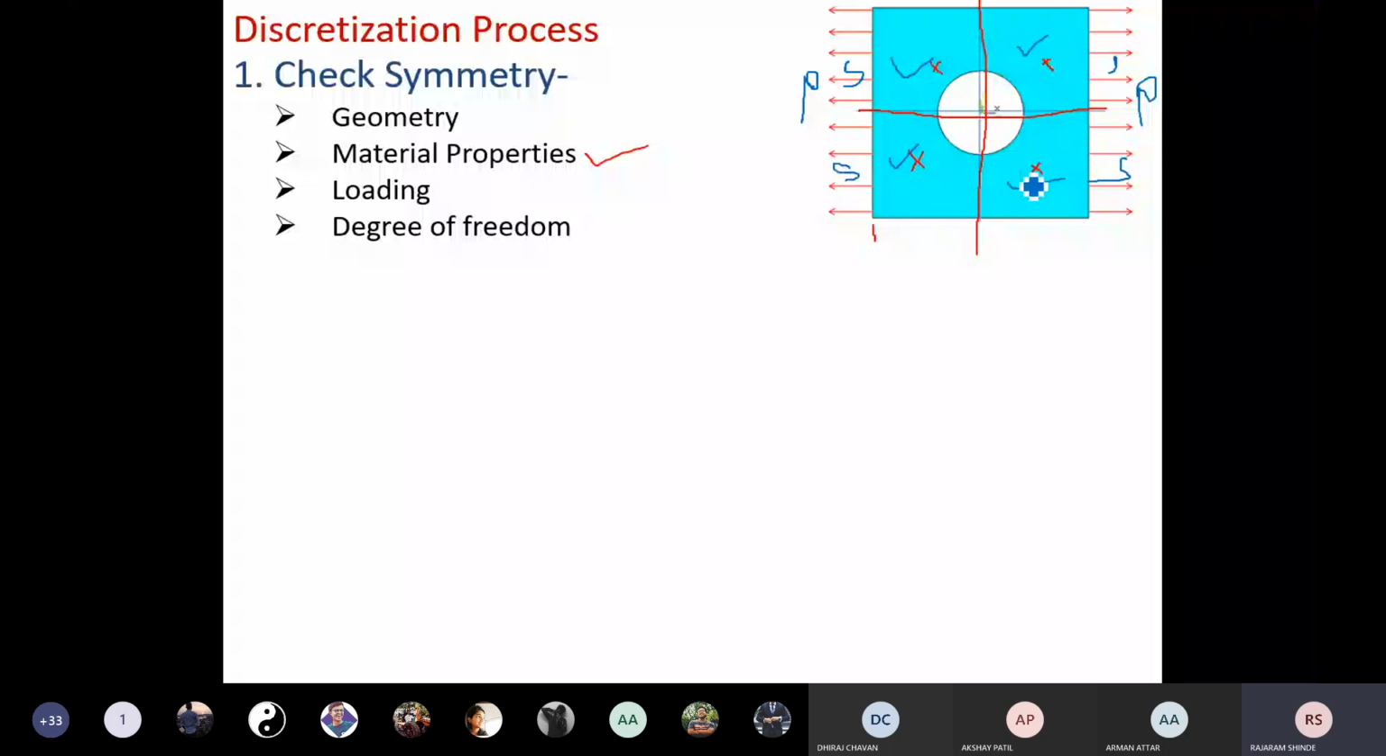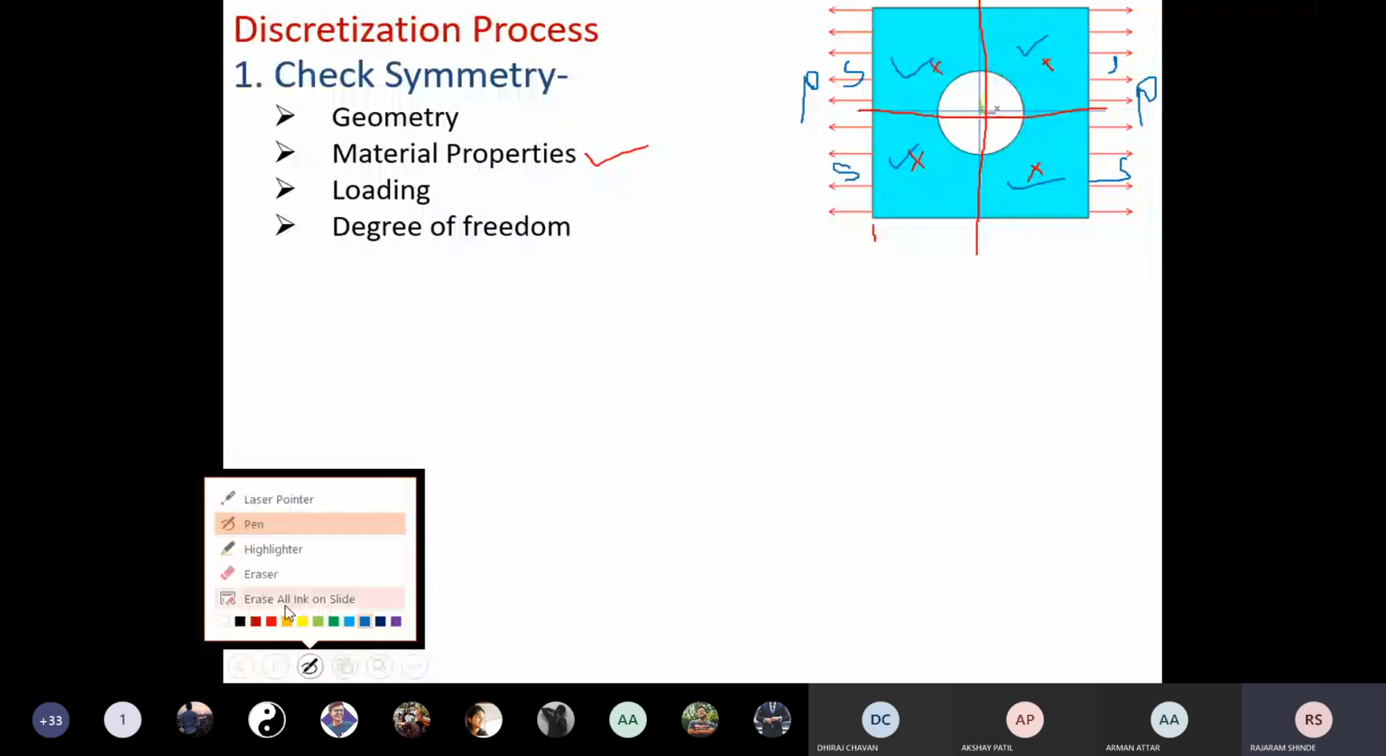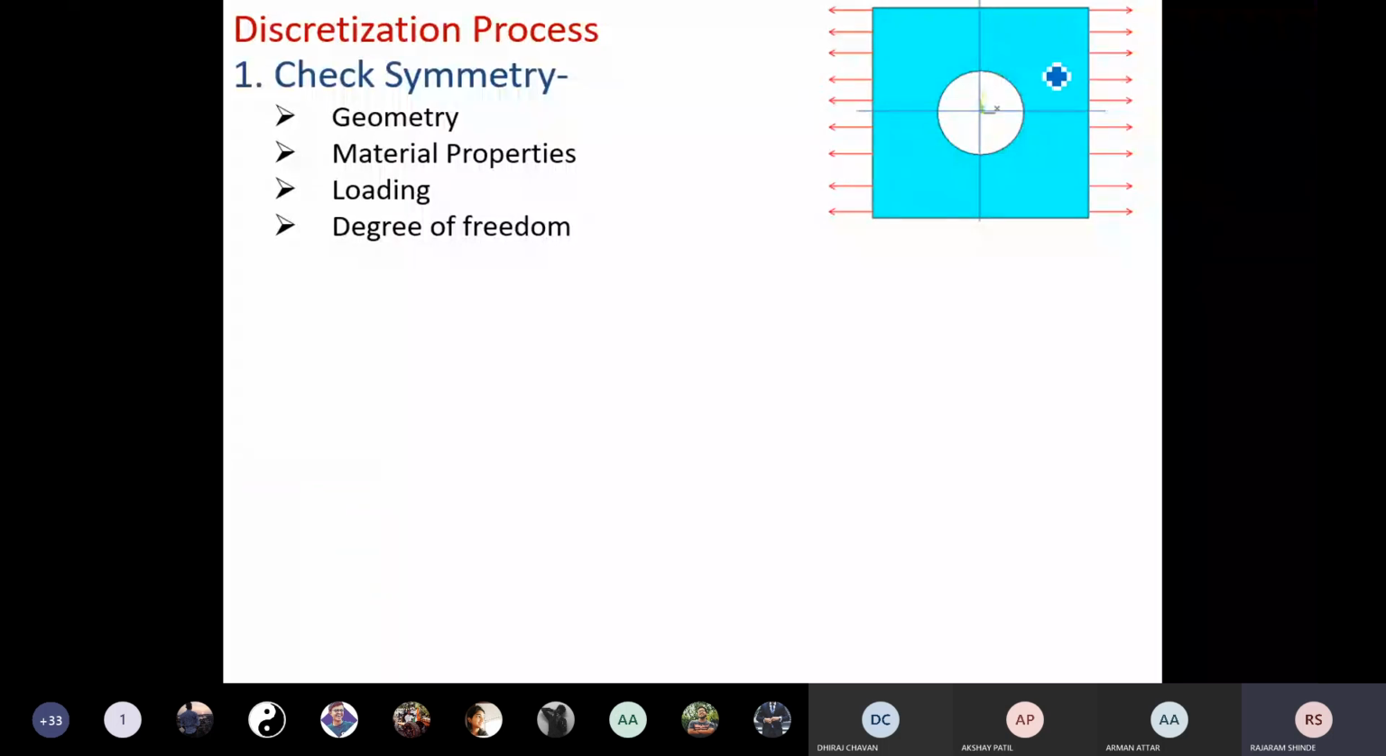Now if all these things are symmetric, then if we go to the results or degrees of freedom, whatever solution you get at any location on this point, if we take the same point in this quadrant and the same point in this quadrant, these four results are the same. Or these four degrees of freedom are symmetric about the vertical and horizontal axis. Do you agree with this?